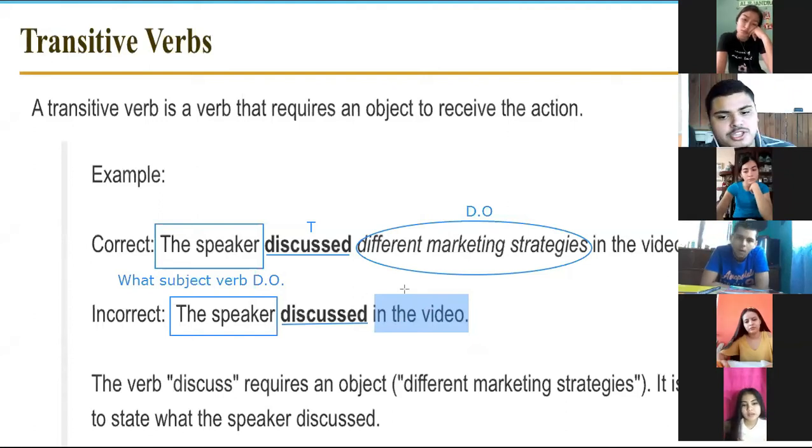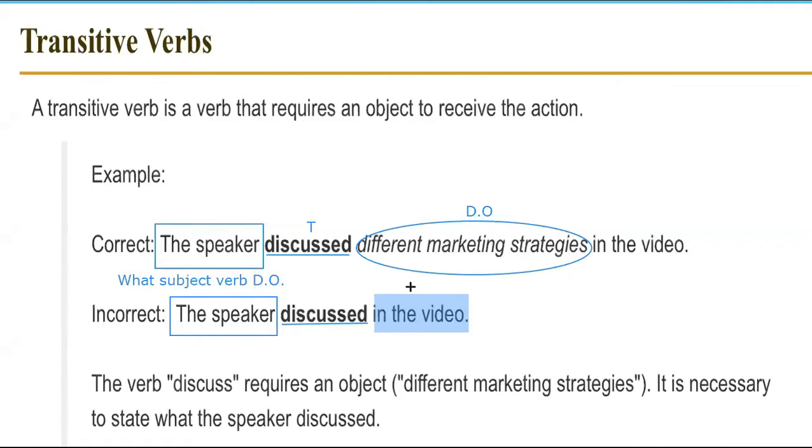Always we'll start with a preposition. How do we call it? Prepositional phrase. Exactly, a prepositional phrase. Is that a direct object? Yes or no? No, it's not a direct object. So in the second sentence, what type of verb is discussed? Transitive or intransitive? Intransitive. Why? Because we don't have a direct object.